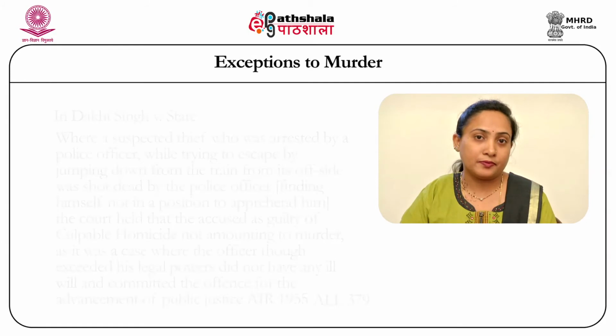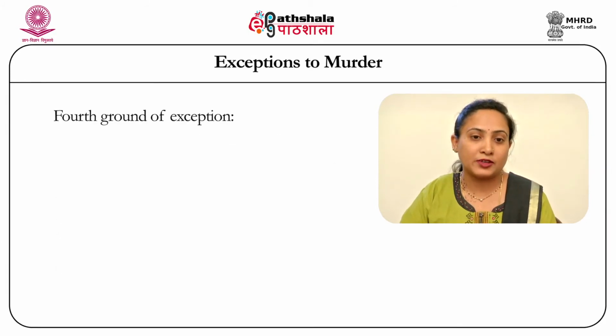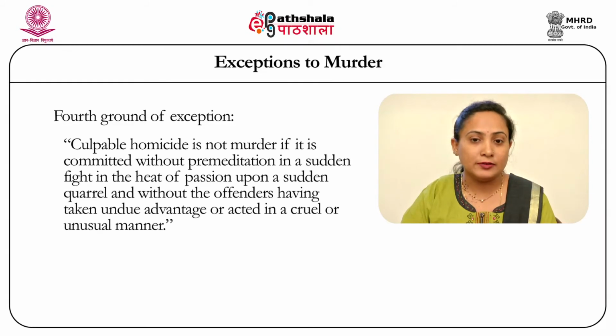Coming to the fourth ground of exception, the fourth ground of exception to section 300 says that culpable homicide is not murder if it is committed without premeditation in a sudden fight, in the heat of passion, upon a sudden quarrel, and without the offender having taken undue advantage or acted in a cruel or unusual manner.